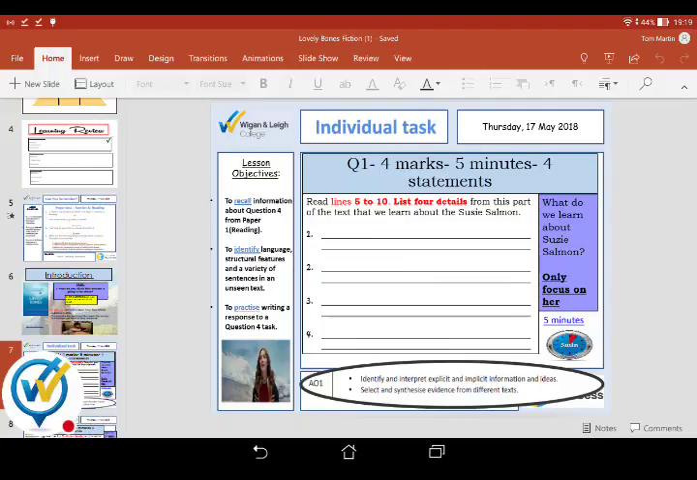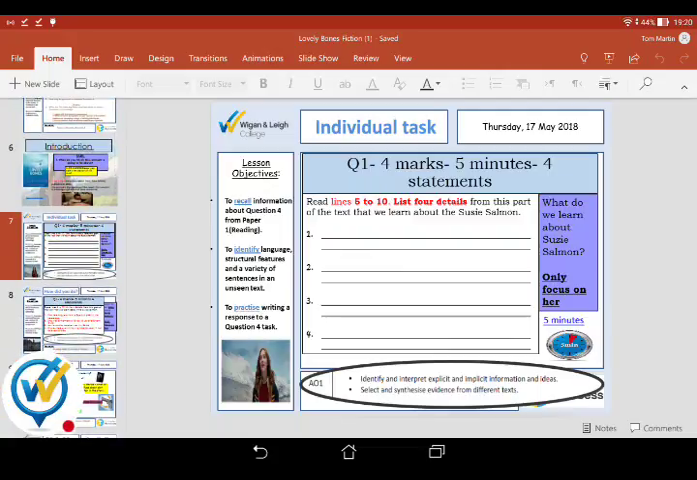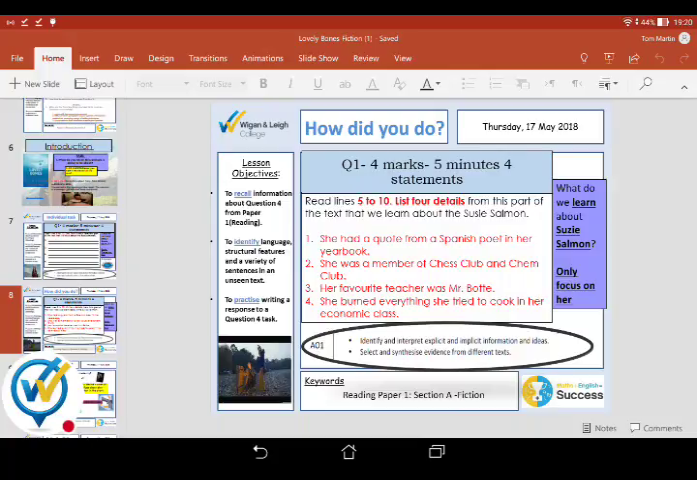And always, a really good tip would always be to start your short, brief sentence with what your question is about. So for instance, it says, list 4 details from this part of the text that we learn about the Susie Salmon from the story. So you could start each sentence with Susie Salmon, Susie Salmon. So if we have a look at some of the answers on here, okay, she had a quote from a Spanish poet in her yearbook. So where they've started she here, these students, you could put Susie had a quote from a Spanish poet in her yearbook, etc. So it's pretty straightforward, and I know that's something that you've been doing in class, okay?